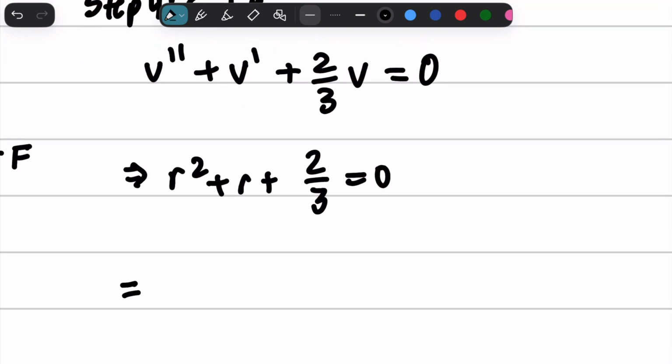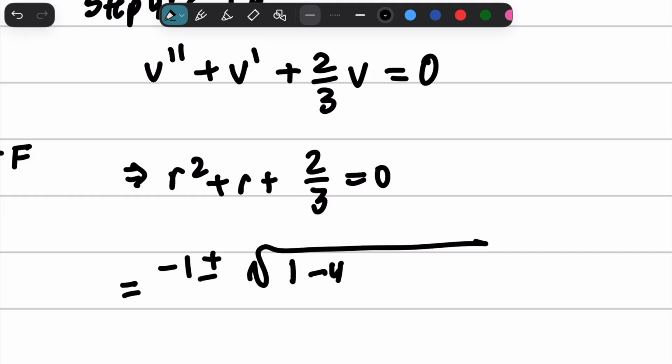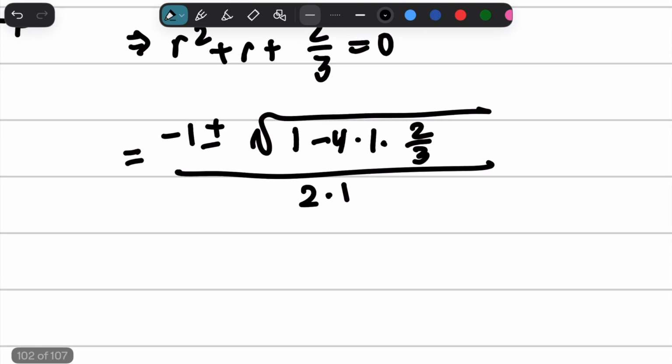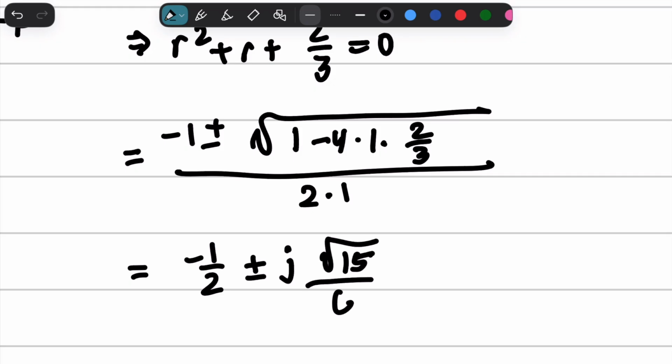We are going to use the quadratic equation for this, and then a calculator. We get that negative b is... well, wait. This b is 1, so negative b is -1. b squared is just going to be 1 minus 4 times 1 for a times 2/3, which is c, over 2 times a, which is 1. And simplifying this down, we're going to get -1/2 plus or minus j root 15 over 6.